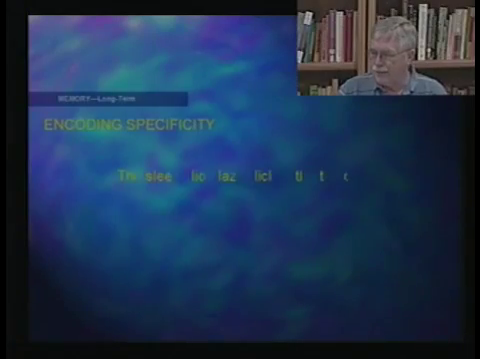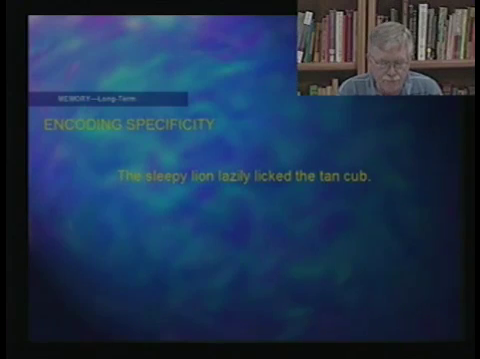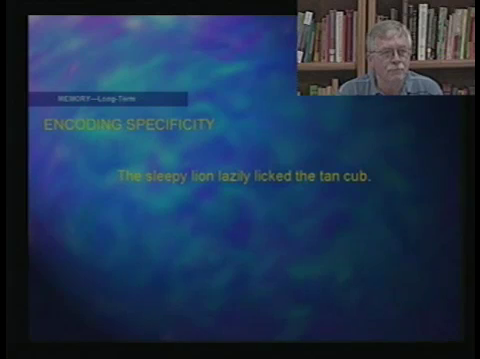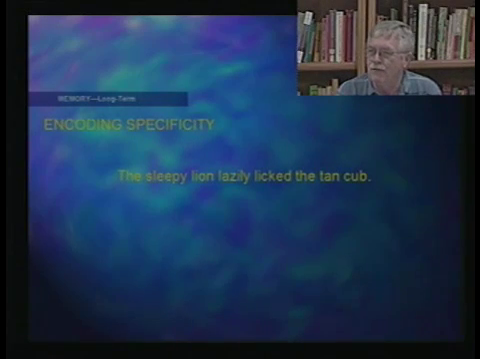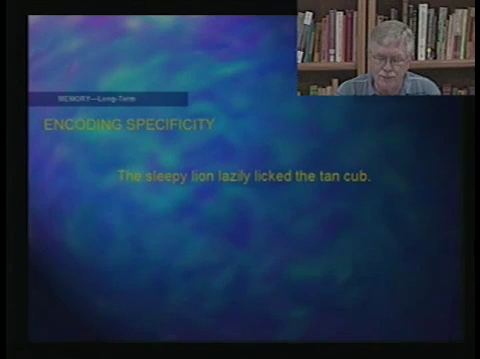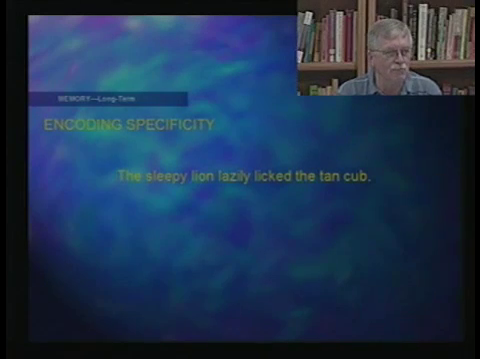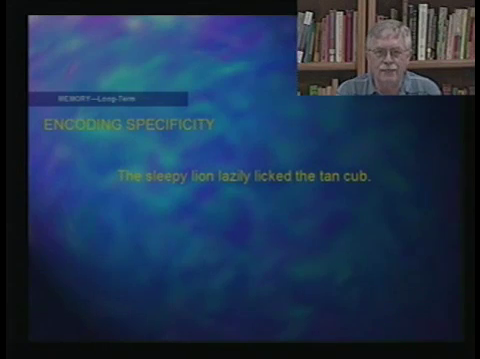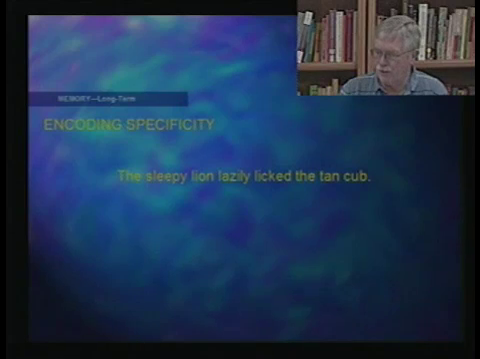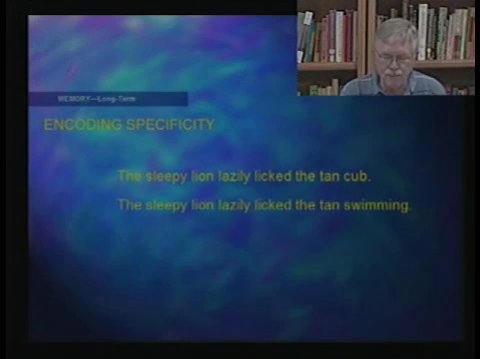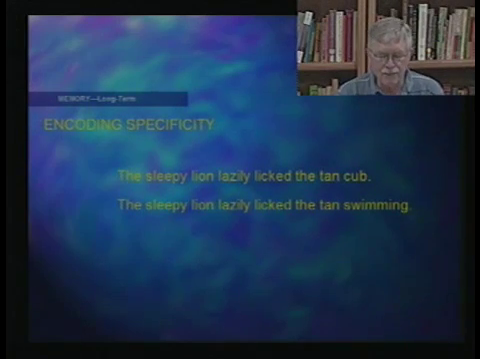The example I can show you on screen is the following. If we have a sentence like this, okay, the sleepy lion lazily licked the tan cub. That is a very significant aid to recalling a word like cub. If we put it in a testing situation where that's the cue that's given to you and cub is missing, there's a blank line, then in essence, all the other words feed directly into cub being an obvious answer in that situation.